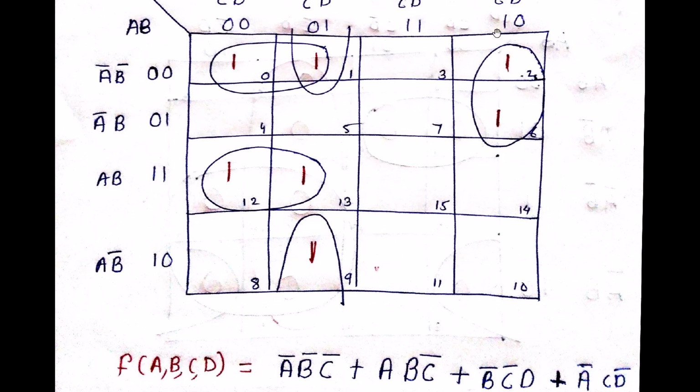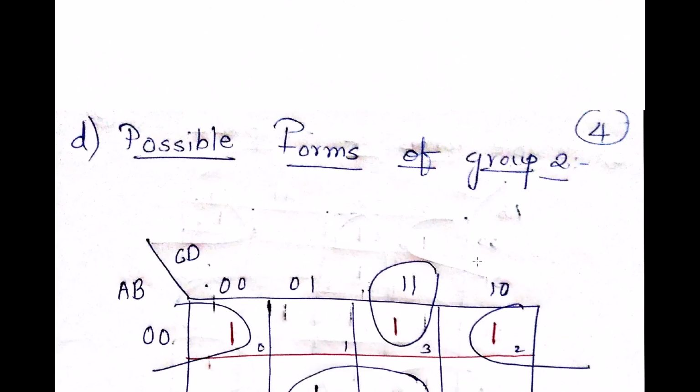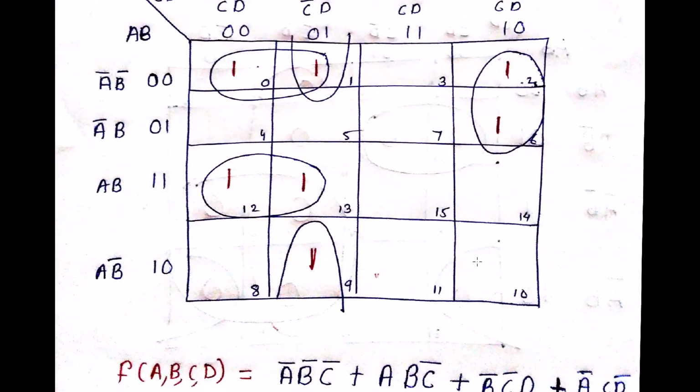But if you see over here, all the boxes are not filled with 1. Hence, we cannot do a group of 16. Again, you cannot have a group of 8 also, because the arrangements which I have shown you for a group of 8 are not followed in this particular table. Hence, we can try to do a group of 4. But again, a group of 4 is not possible. So, we will do groups of 2.